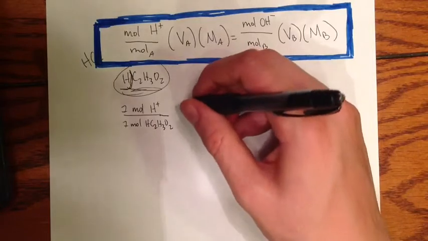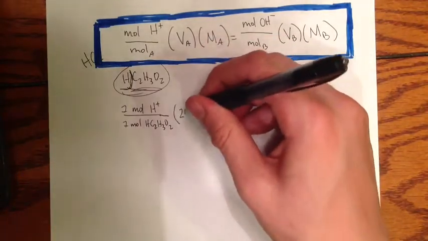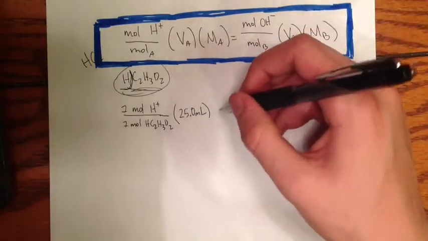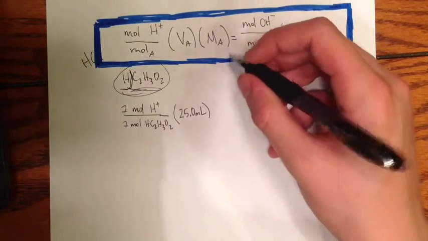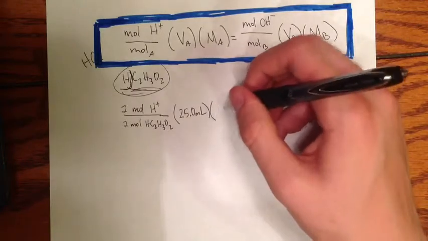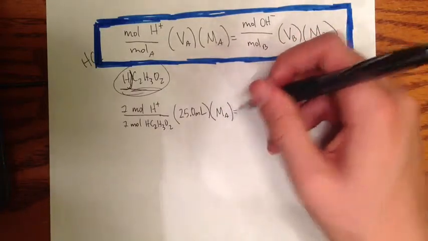You're going to multiply that by the volume of the acid, which in this case is 25.0 milliliters. You'll multiply this by the molarity of the acid. In this case, that is the unknown of our equation, so we're just going to leave it as Ma.